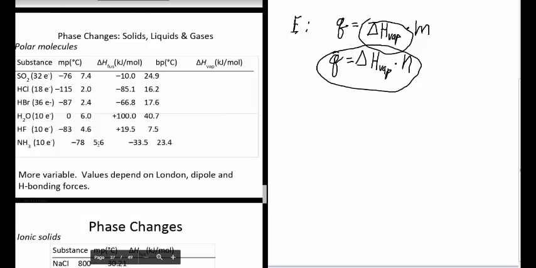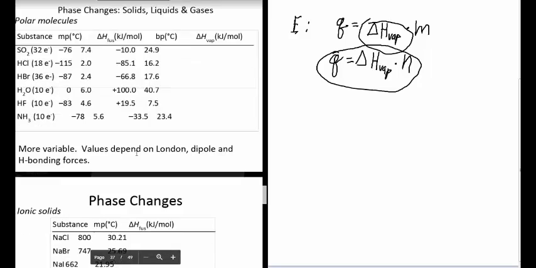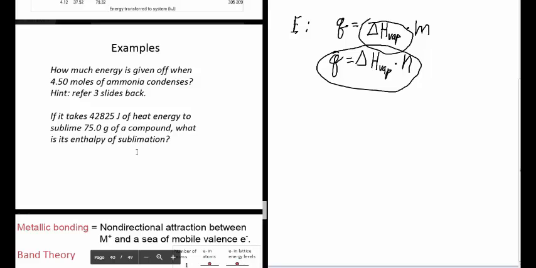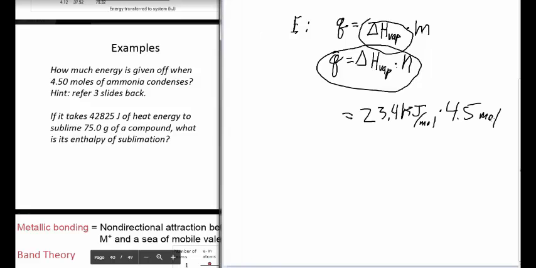We have a value for the enthalpy of vaporization of ammonia at 23 kilojoules per mole. Do we have the amount of ammonia in moles instead of grams? If so, our units match up and we're good to go. Yes, we do, 4.5 moles. So we can use the per mole delta H and our number of moles N, and we can see how the moles cancels here to give us kilojoules.